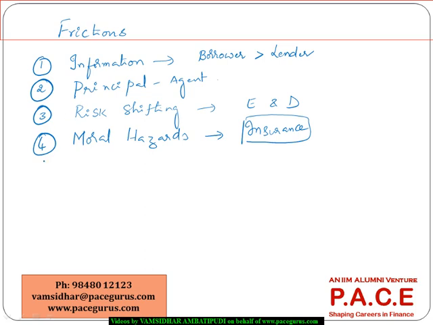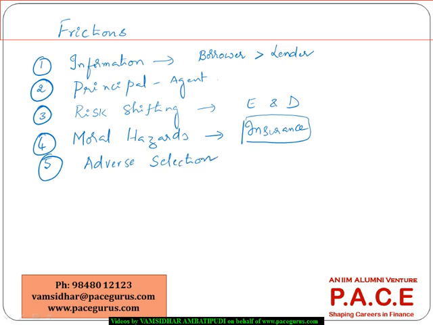All these things can create some kind of problems with respect to the credit contracts, whatever credit related contracts that we are getting into. All these could create problems. Even there could be a problem with adverse selection.